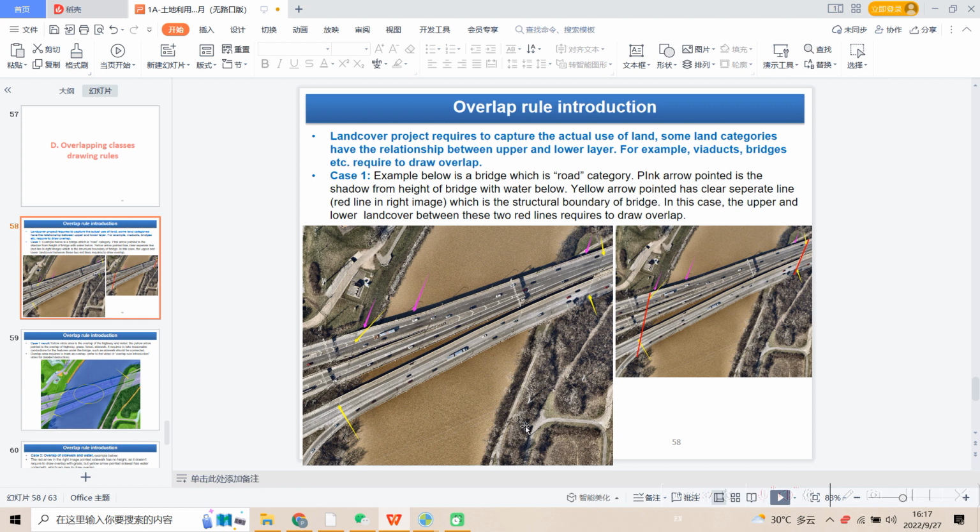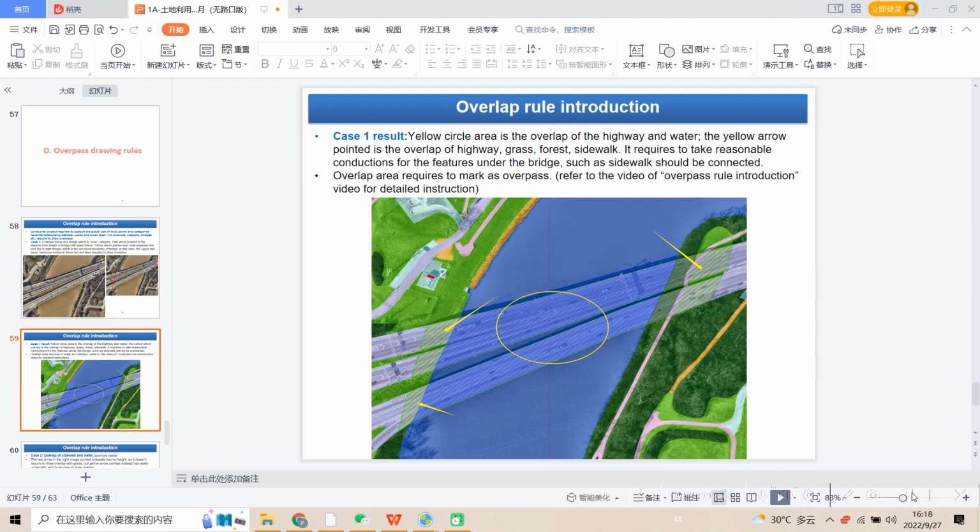In this example below, there is a bridge, which is a road category. The pink arrow pointed is the shadow from the height of the bridge, and it shows the water below. The yellow arrow pointed has a clear separate line, a red line here, which is the structural boundary of the bridge. In this case, the upper and lower land cover between these two red lines is required to be drawn as overlap, or required to be drawn as overpass.